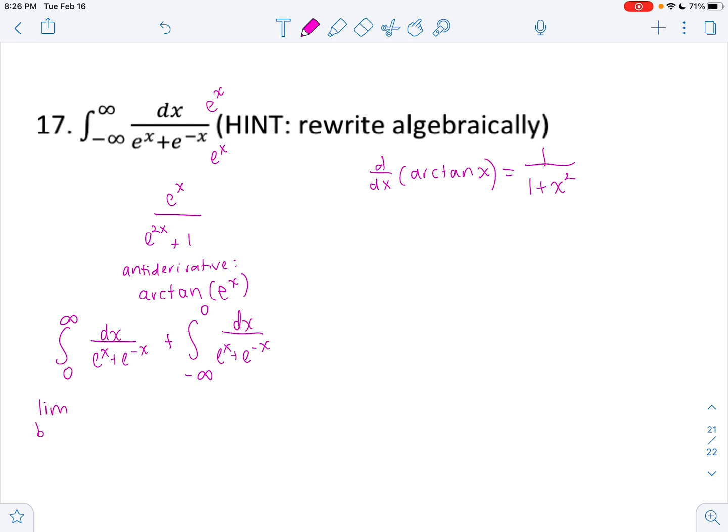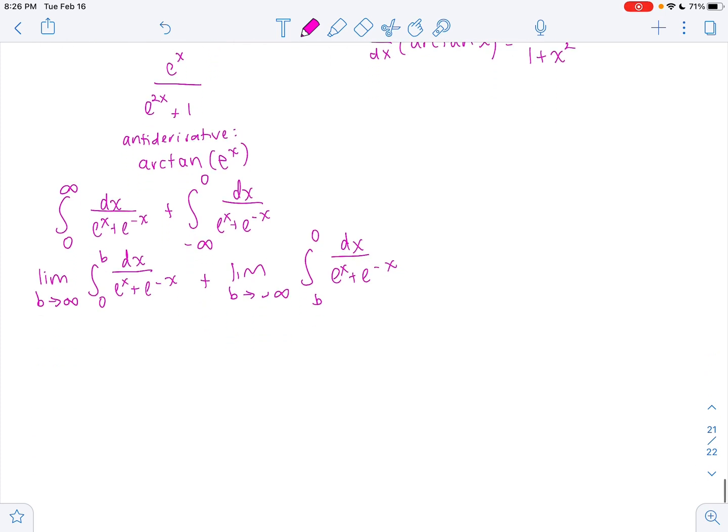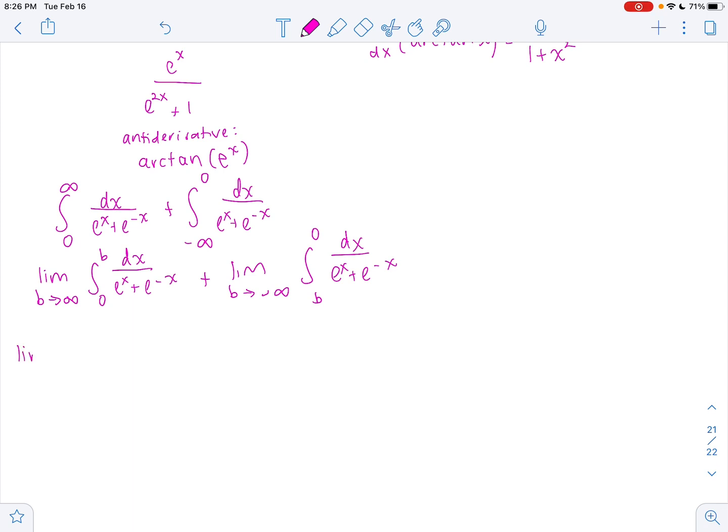So the limit as b approaches infinity of the left integral, 0 to b, of dx over e to the x plus e to the negative x, whereas this one is the limit as b approaches negative infinity of b to 0 of dx over e to the x plus e to the negative x. Now that we have the antiderivative, we can jump to writing and evaluating the limit. The limit as b approaches infinity of the antiderivative, arctangent of e to the x, evaluated from 0 to b.